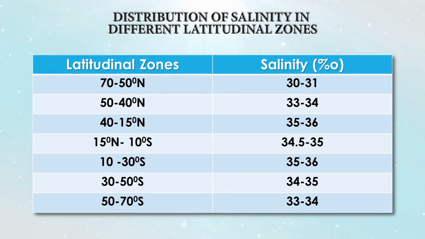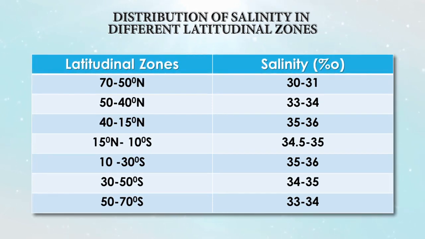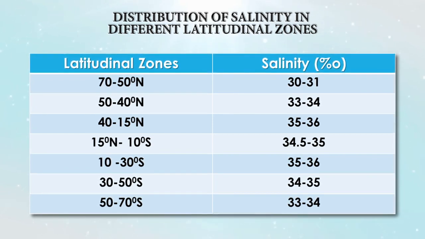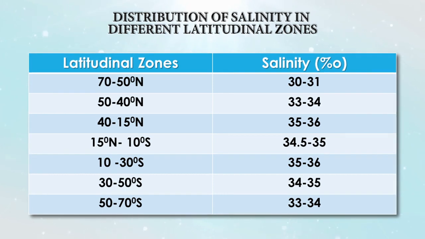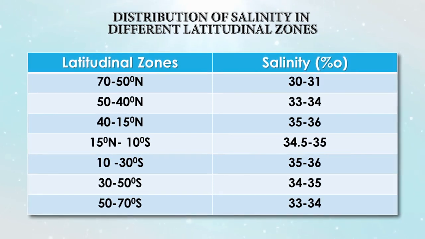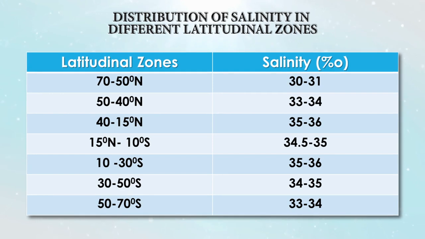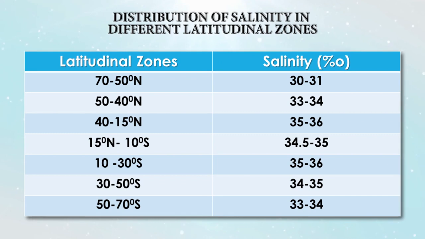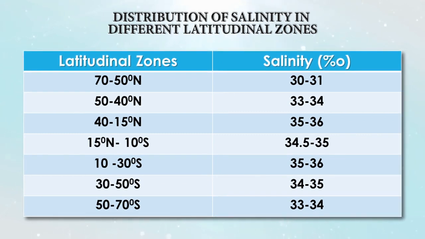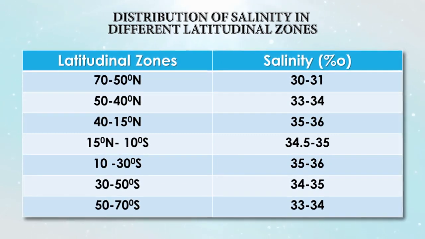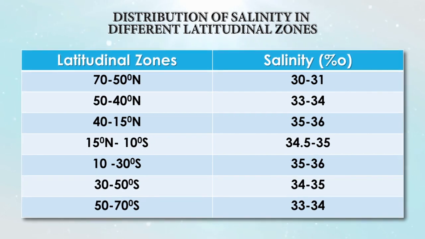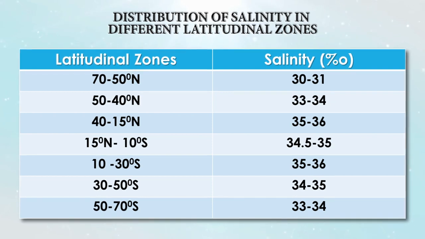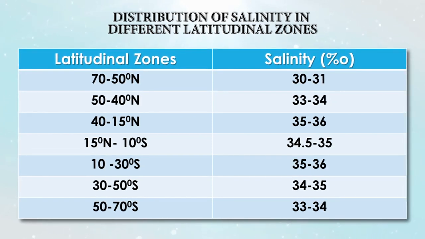In the southern hemisphere, 10 degree to 30 degree south shows 35 to 36 per thousand salinity, and 15 degree to 40 degree north shows 35 to 36 per thousand salinity, and salinity trends are again decreasing towards the poles. You can see that 50 to 70 degree north latitude shows 30 to 31 per thousand salinity, and 50 to 70 degree south latitude shows 33 to 34 per thousand salinity.